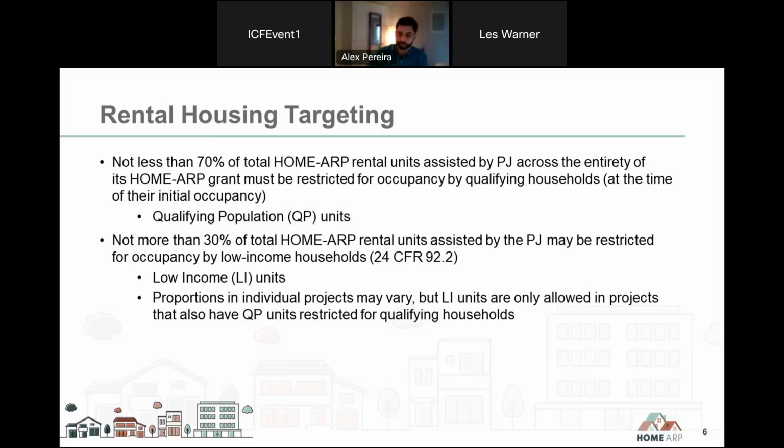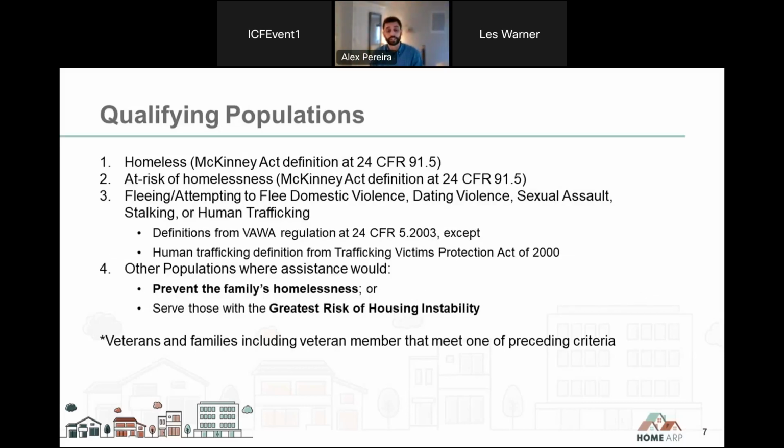All right, so quick definition of QP, qualifying populations. The HOME-ARP notice establishes 4 QPs. The first one is the homeless qualifying population, commonly referred to as QP1. That QP follows the definition of homeless under the McKinney-Vento Act that's found at 24 CFR 91.5. If you go to the code, you'll see that there are 4 subparagraphs laying out what the qualifications are. And any household meeting any one of those subparagraphs meets the definition of homeless under the code.